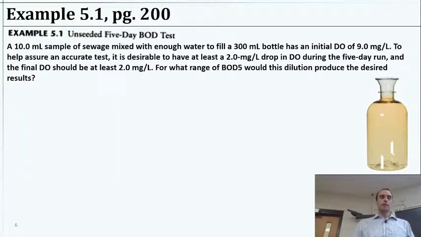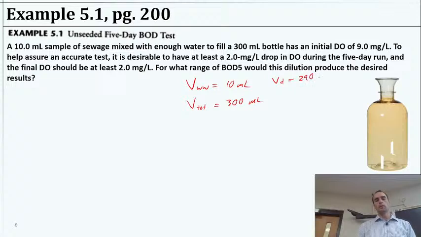Okay, so let's take a look at this example. We have a 10 milliliter sample of sewage. So we already know that's our volume of wastewater. It's mixed with enough water to fill a 300 milliliter bottle. So we could, even just before we're saying anything else, V total 300 milliliters. So that should mean the dilution would be 290. The DO initial is 9 milligrams per liter.